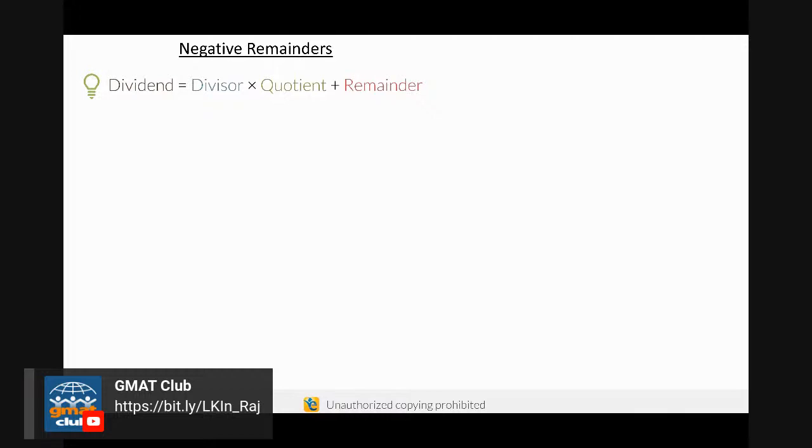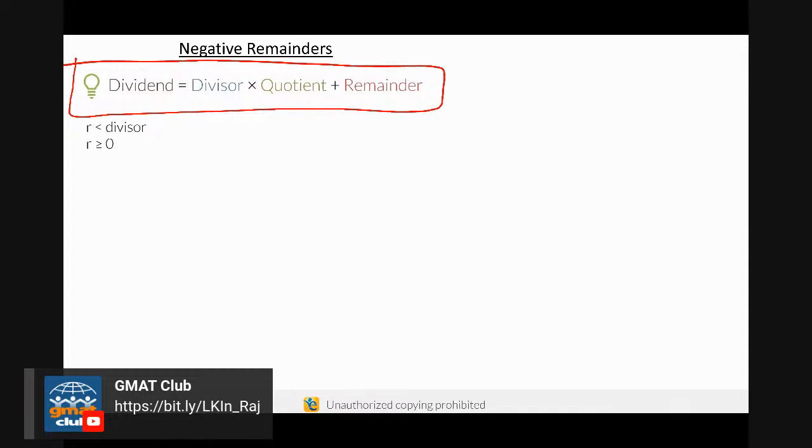So let's look at this. It all stems from our ability to represent a dividend as divisor times quotient plus remainder. That's the equation we're going to focus on throughout this session, where the remainder has to be less than the divisor and always non-negative, so greater than or equal to 0. To do a very simple example, the remainder of 5 divided by 2 is 1, because we can express 5 as 2 times 2 plus 1.